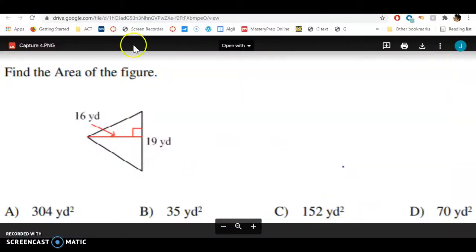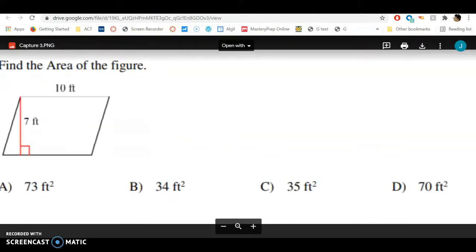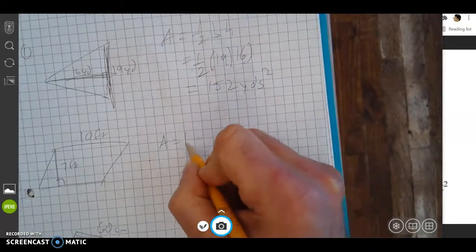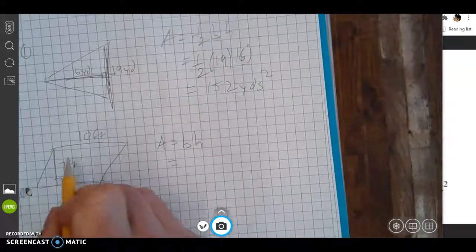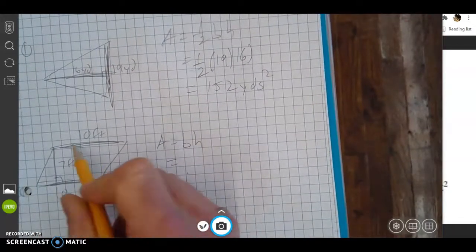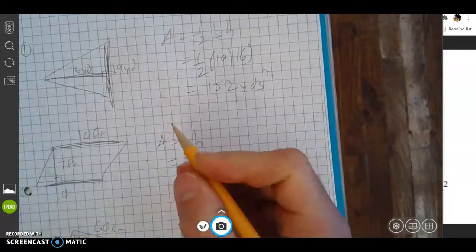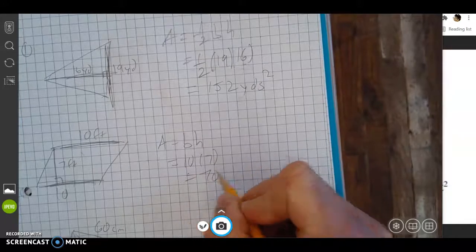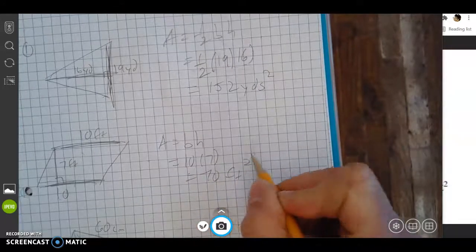That was C. Looks like this. Ooh, with the area of this figure. Ready, set, go. All right. Area of a parallelogram is, oh yeah, base times height. So the base, this is 10 or 10. So it's the same thing because opposite sides are congruent. So it'd be 10 times the height, which is 7, which is 70 feet squared. There we go.